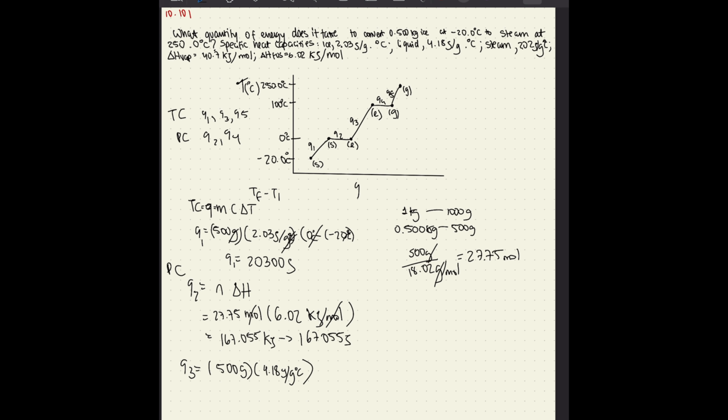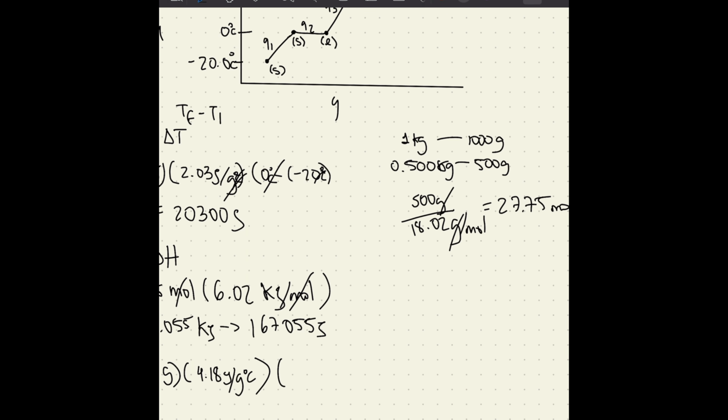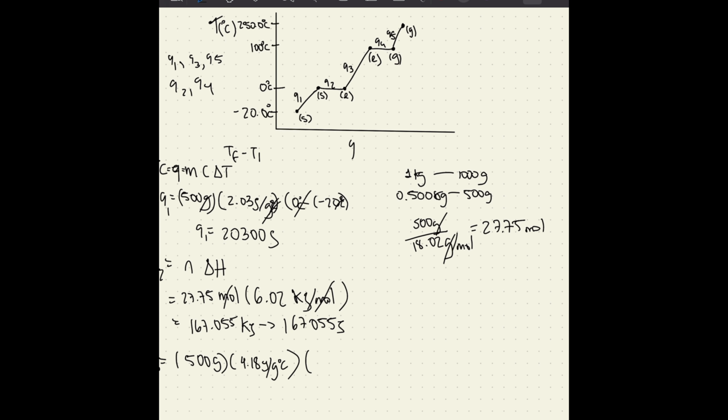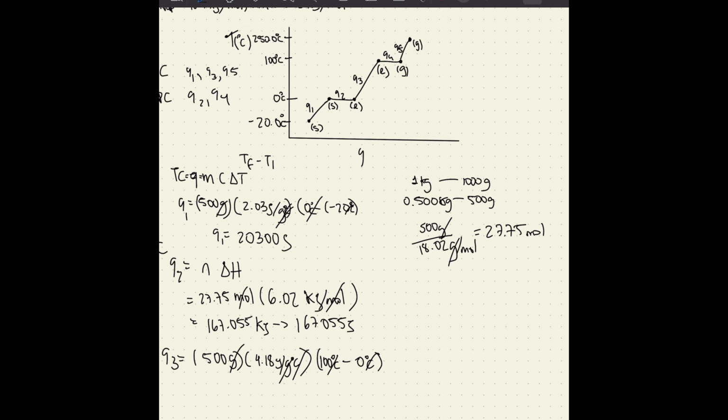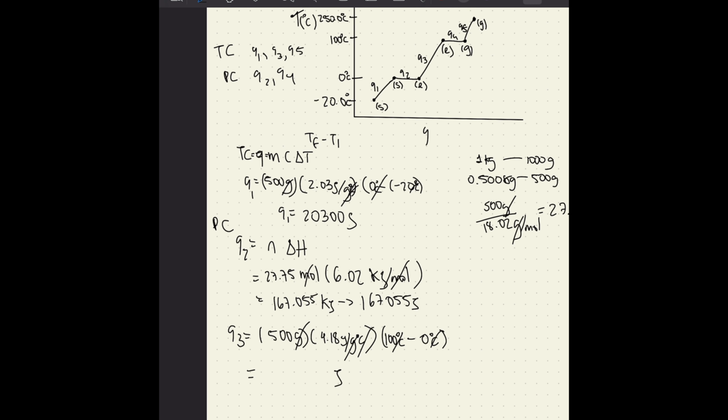And then the delta T. What's the delta T? The T initial is 0 and then that one is 100. So it's joules, 500, 4.18. Okay. We're doing joules, right?